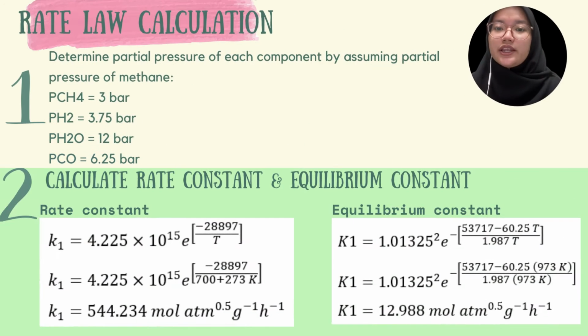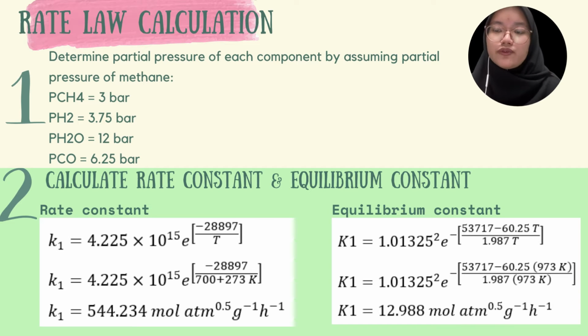For the rate law calculation, the first step is to determine the partial pressure of each component by assuming the partial pressure of methane. Here, we assume the partial pressure of methane as 3 bar and the partial pressures of the other components are then calculated using the relation based on reference, and the values of partial pressure calculated are shown here. Next, we calculate the rate constant and equilibrium constant based on the formula we obtained from the references.